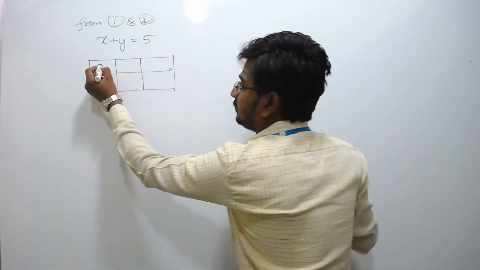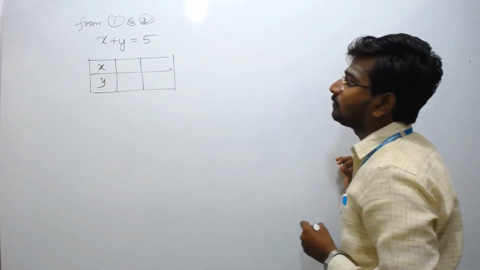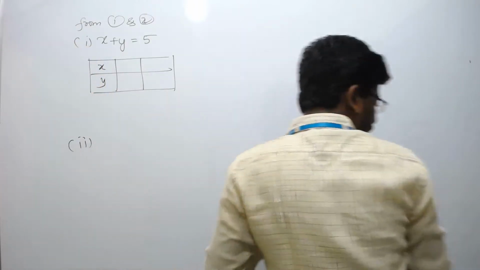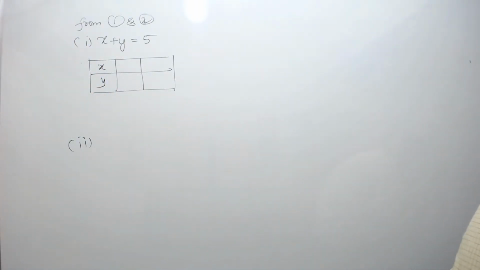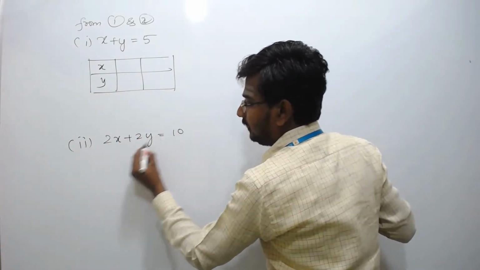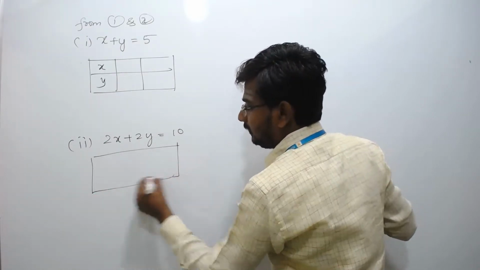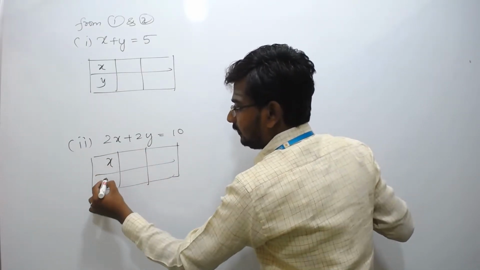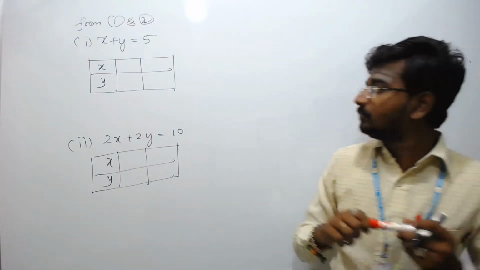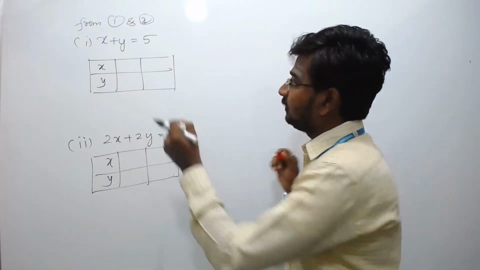Okay. So I will make this as x and y. This is for the first one. The second equation is, I think, 2x plus 2y equal to 10. 2x plus 2y equal to 10. Again, the same box I will make, x and y.